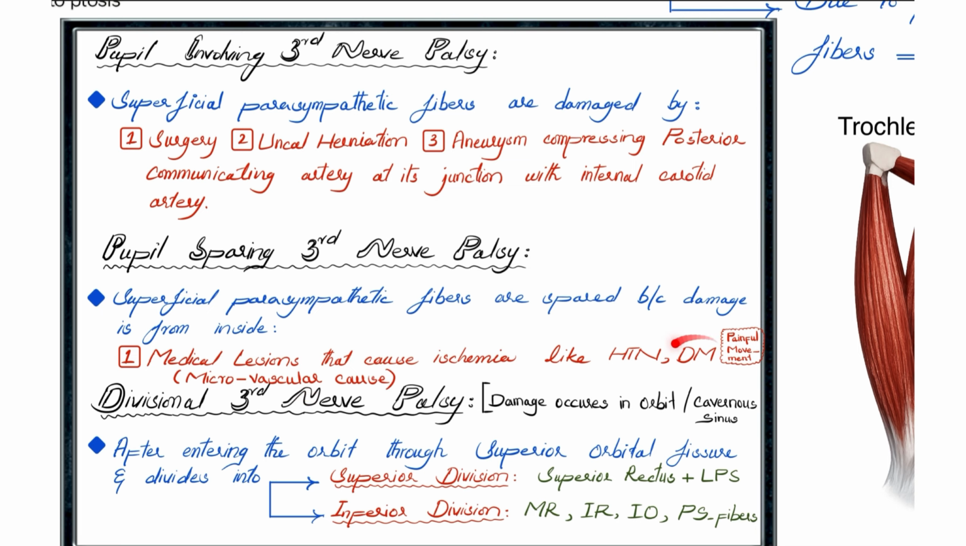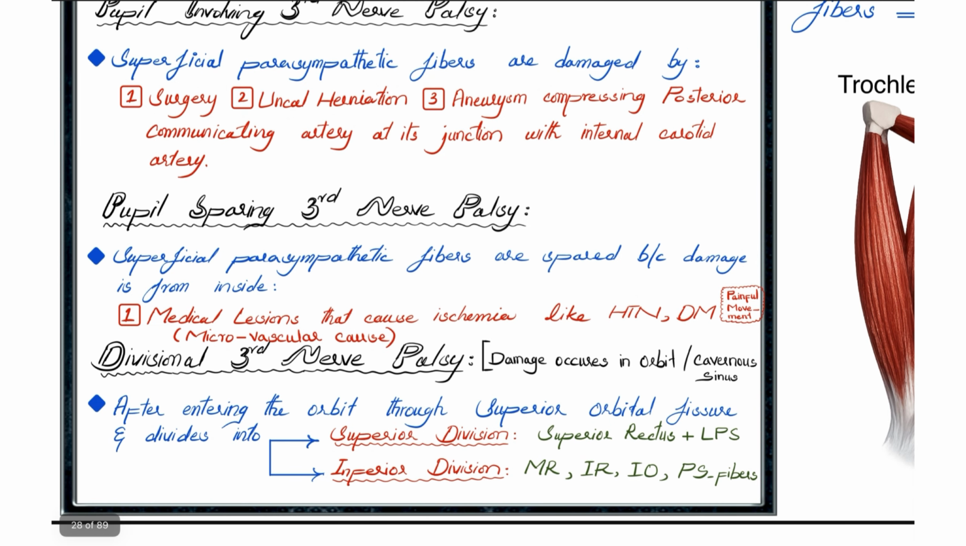So in case of diabetes mellitus, along with third nerve palsy, there will be painful eye movement. The third type is divisional third nerve palsy. It means that damage to the oculomotor nerve occurs either in the orbit or the cavernous sinus.